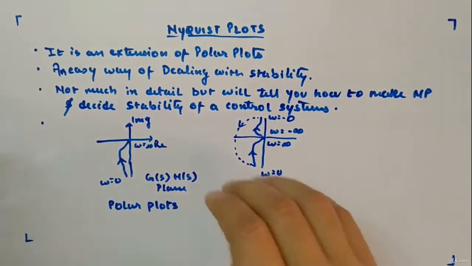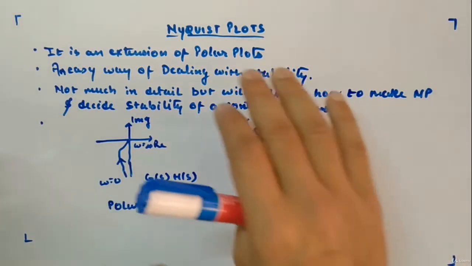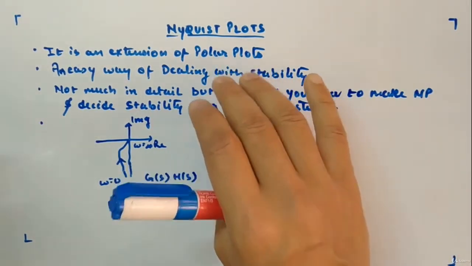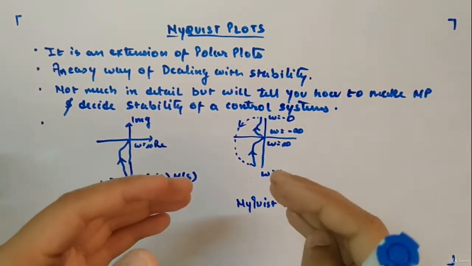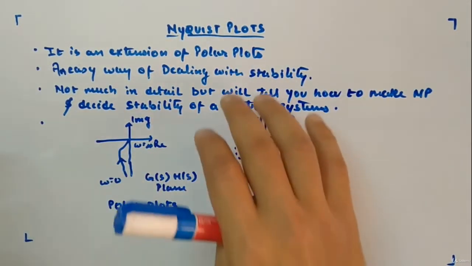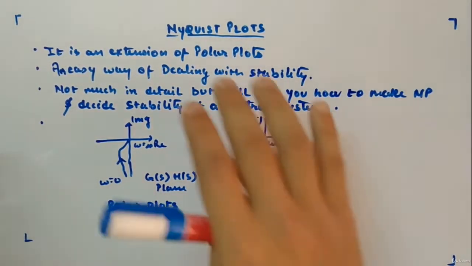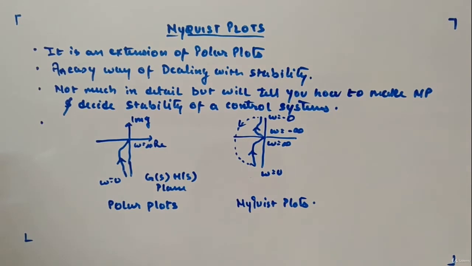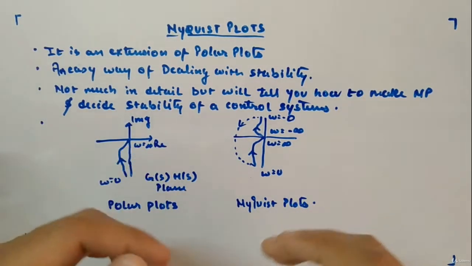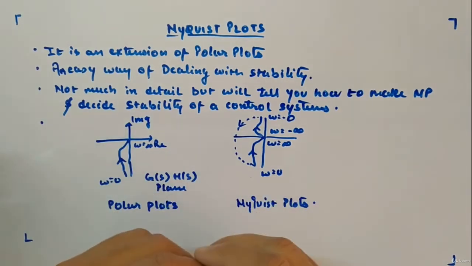Why are we doing this? It's an easier way of dealing with stability. Rather than going for polar plots, if you do a few calculations and make Nyquist plots, it will be easier for a user to determine the stability of a control system. That's the reason we make Nyquist plots. So first, it's an extension of the polar plot. Second, it's an easier way of determining stability.